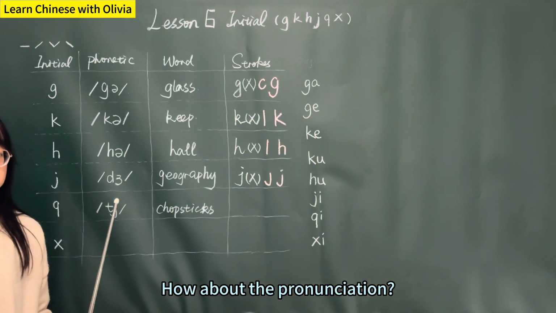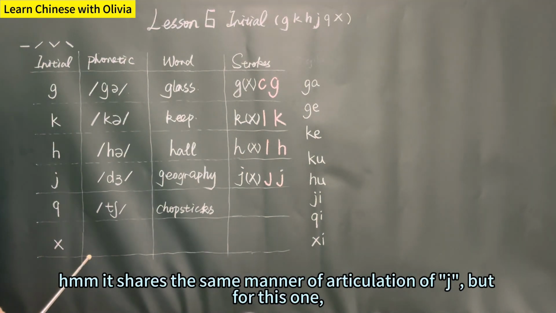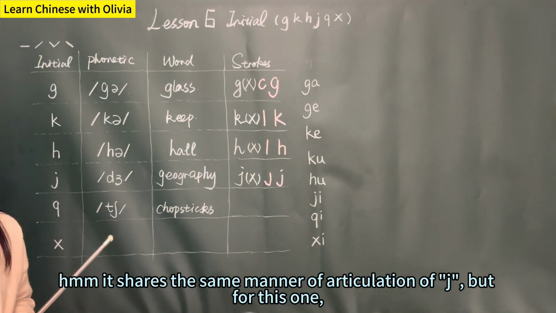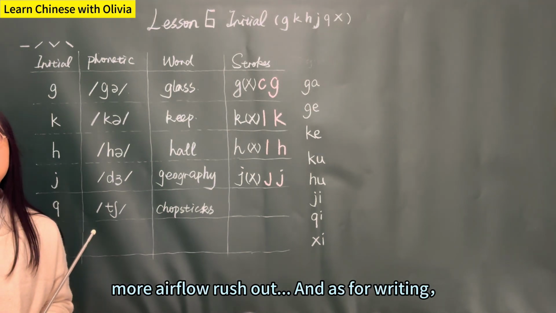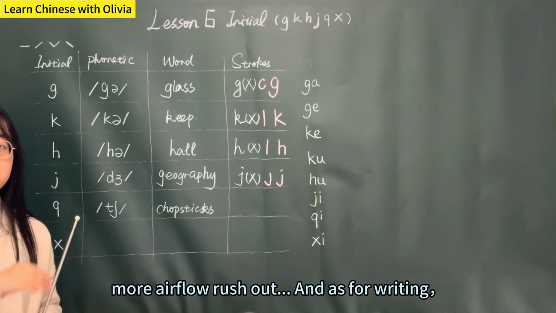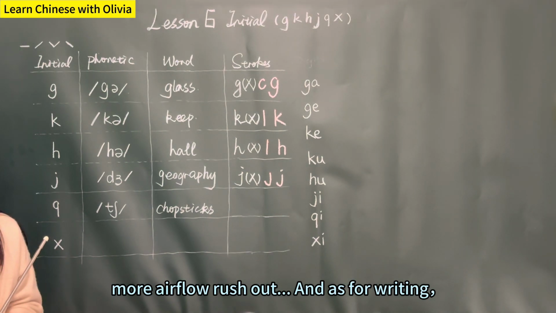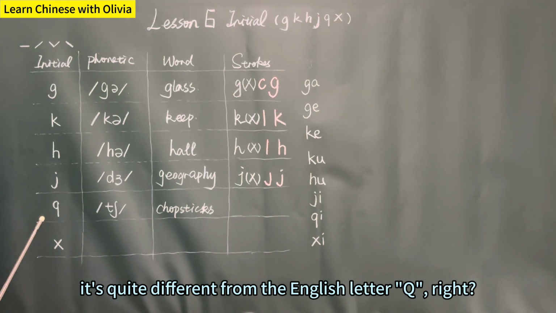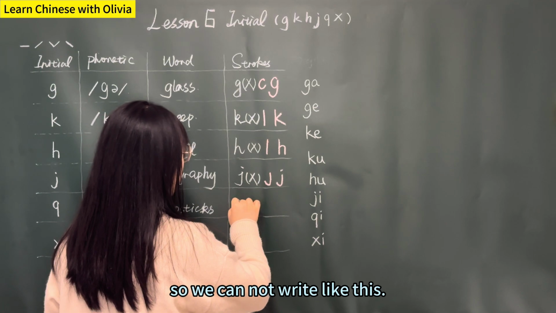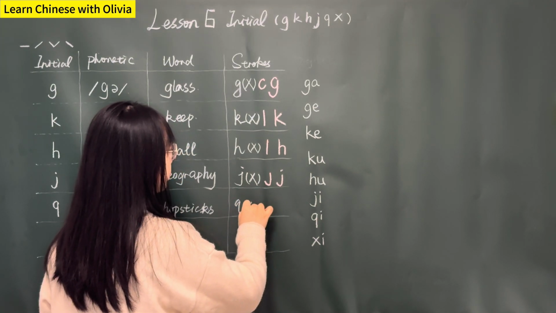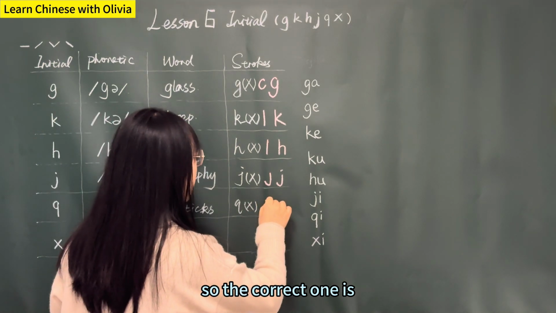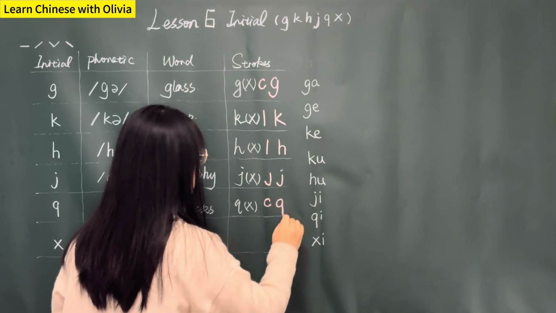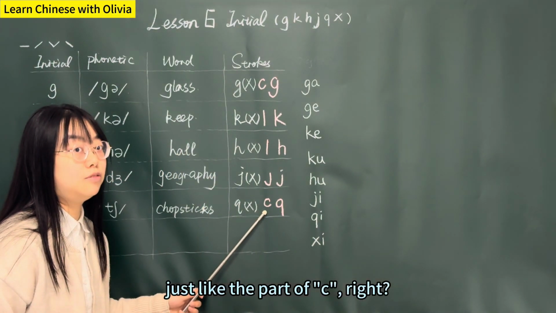How about the pronunciation? It shares the same manner of articulation as G, but for this one, more airflow rushes out. Chi. And as for writing, it's quite different from the English letter Q, right? So we cannot write like this. The correct one is just like the part of C, right?